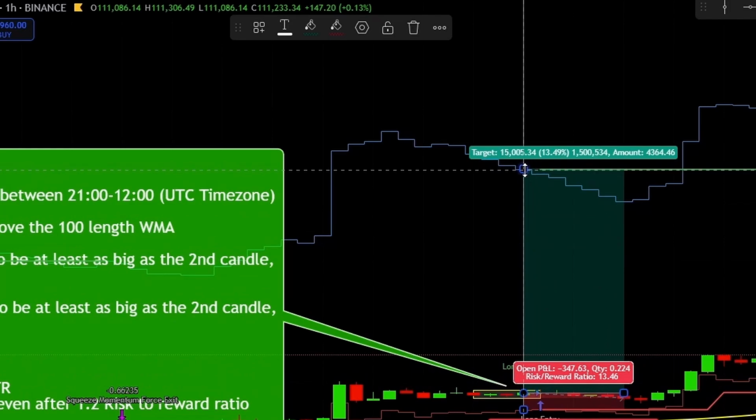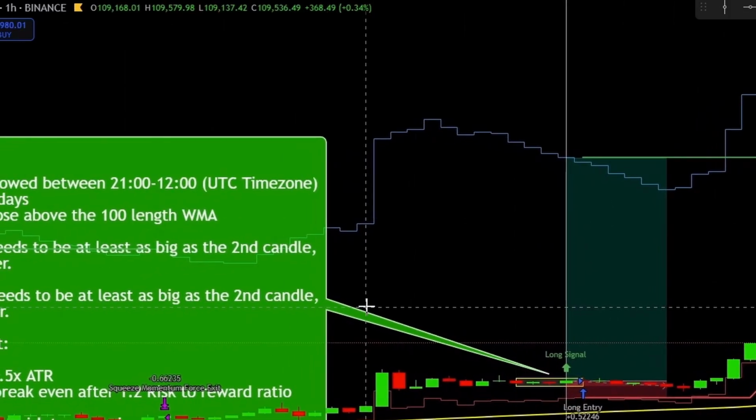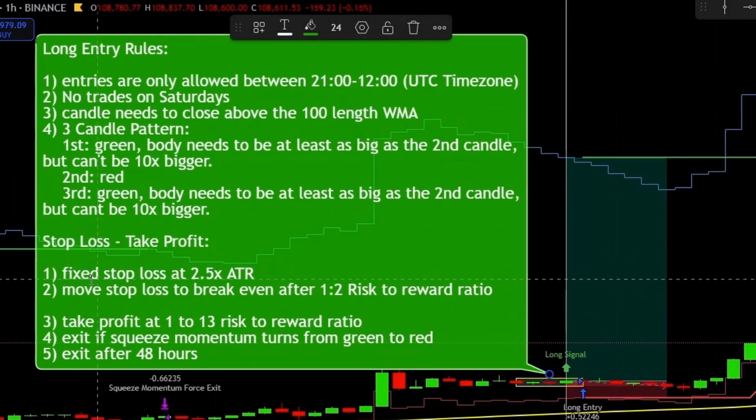I know this seems to be a bit too far, but that's because for exiting we are using the squeeze momentum mainly. So let's see the exit rules. As I mentioned, we are using a fixed stop loss at a 2.5 times ATR, that is down here. Then we will move this stop loss to break even after a 1 to 2 risk to reward ratio is hit. The fixed take profit level will be at a 1 to 13 risk to reward ratio.